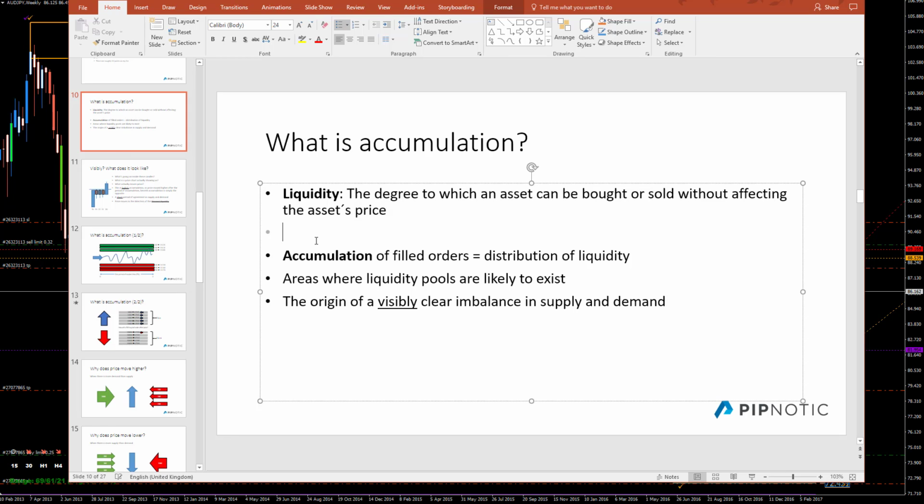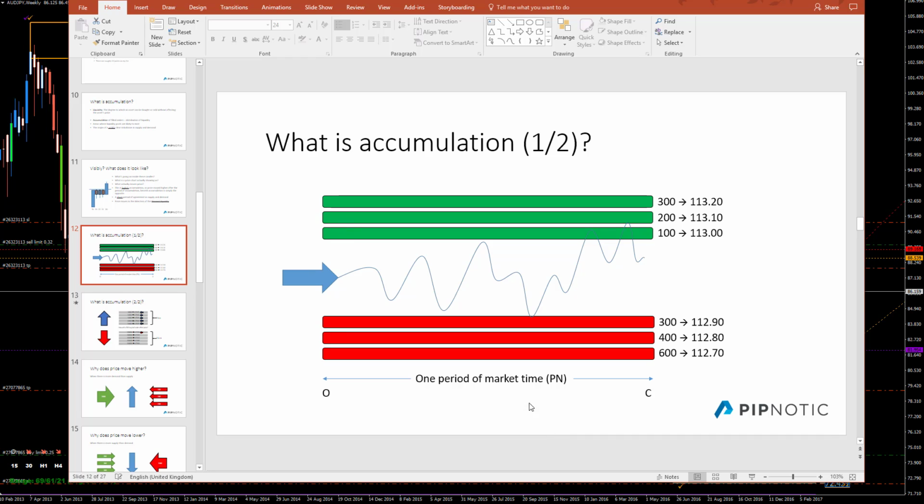Okay, and so ideally what we want to see is areas of accumulation where there's a very clear imbalance in supply and demand. And if we have a quick look at the slide here, this designates simply a trading period, and this can be a 10-minute chart. It can also be an hourly or a daily chart.